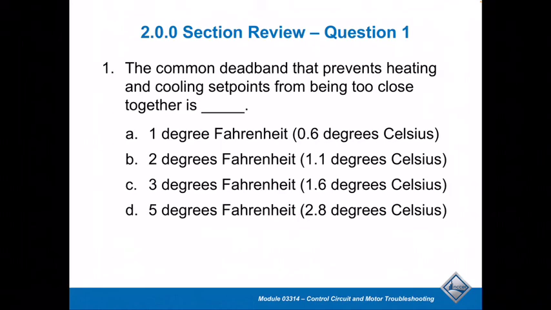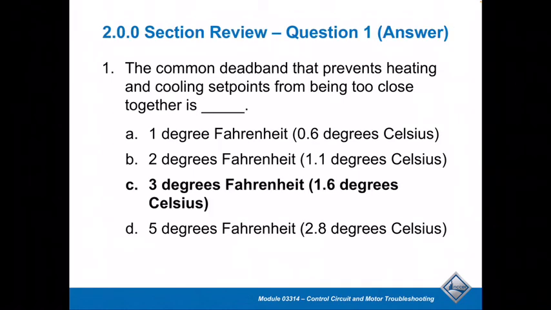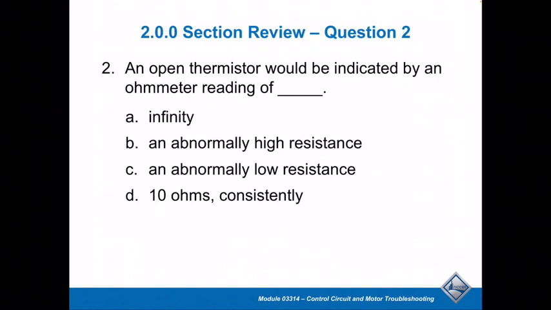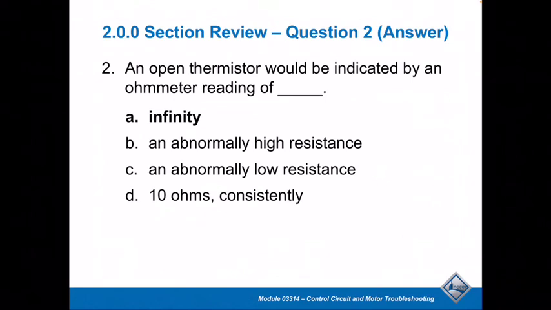All right. Let's go through a couple of questions and we'll finish this section up. The common deadband that prevents heating and cooling set points from being too close together would likely be about 3 degrees. In this case, that was what we had called a deadband. An open thermistor would be indicated by an ohm meter reading of, so if it's open, there's no current, I would have to say that would be an infinite amount of resistance.